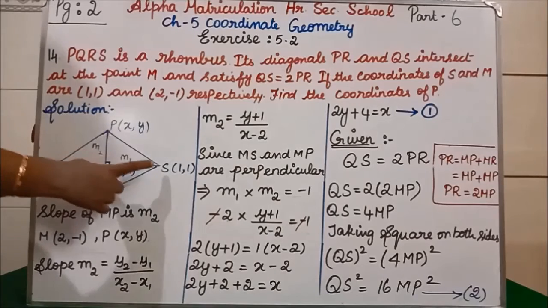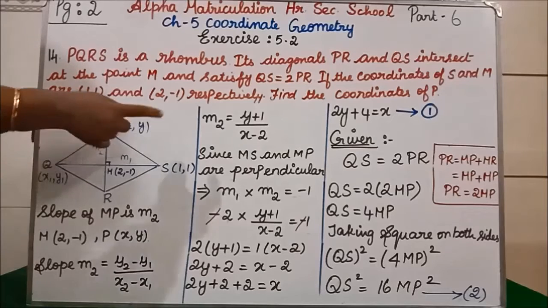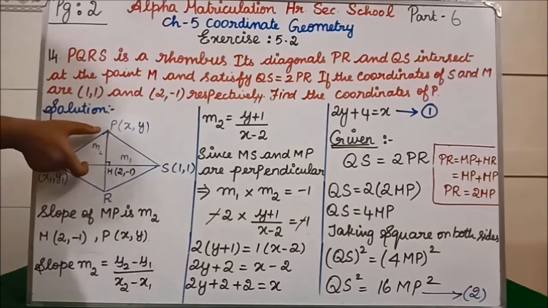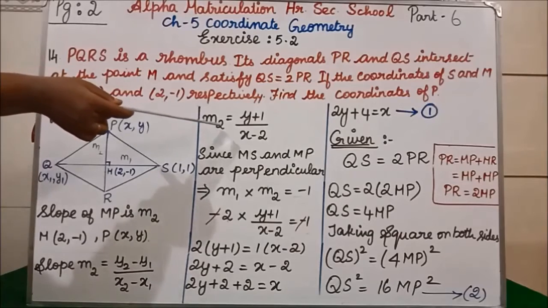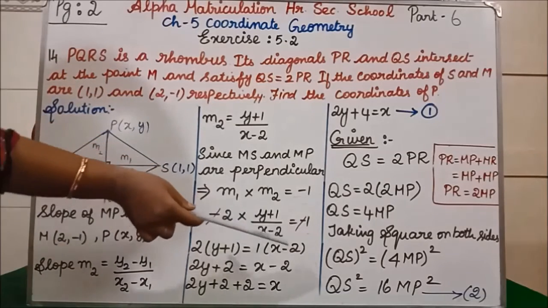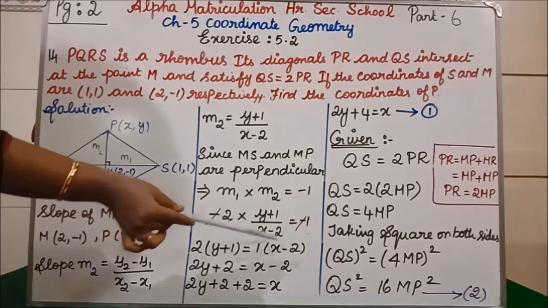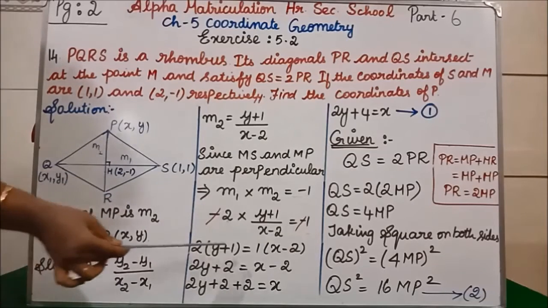Clear? Since MS and MP are perpendicular, perpendicular means what is our formula? M1 into M2 is equal to minus 1. Clear? M1 value, what have we got? Minus 2, into M2, what value are we having? y plus 1 divided by x minus 2 is equal to minus 1. So minus minus will get cancelled. So this 2 will go to that side. So 1 into x minus 2, and what remains here? 2 into y plus 1.